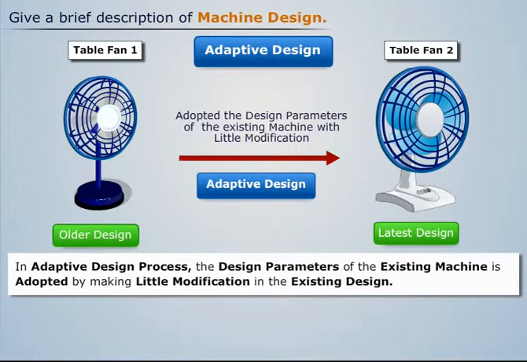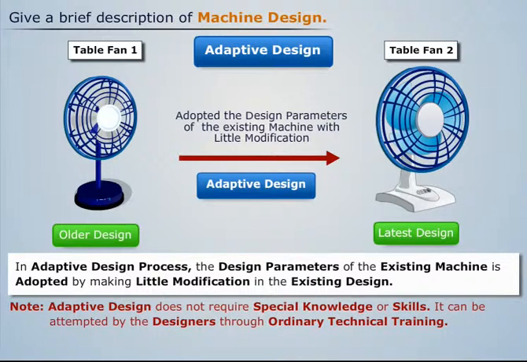Thus, in adaptive design, the design parameters of the existing machine are adopted by making little modifications in the existing design. Note that adaptive design does not require special knowledge or skills. It can be attempted by the designers through ordinary technical training.